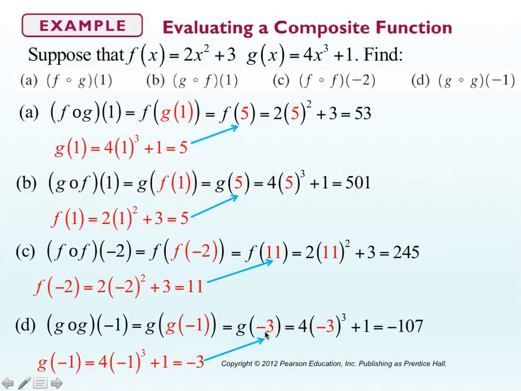So all we have to do is take our function, g of x, and plug -3 in. So we have -3 cubed times 4 plus 1. So -3 cubed is going to give you -27. Let's see, -27 times 4 is going to give you -108. -108 plus 1 gives you -107.